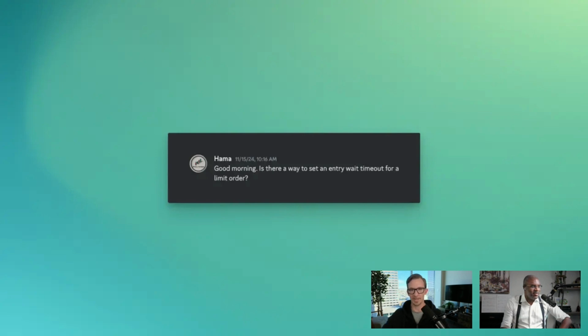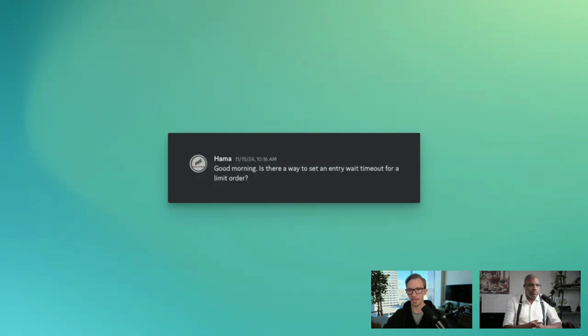Well, I think what I'm hearing is: I set a limit order for an entry that's well below the current market price, and it never gets filled because the price never comes down to that entry point. And so I want the ability to set a timeout that cancels that order. There are a couple of options here.